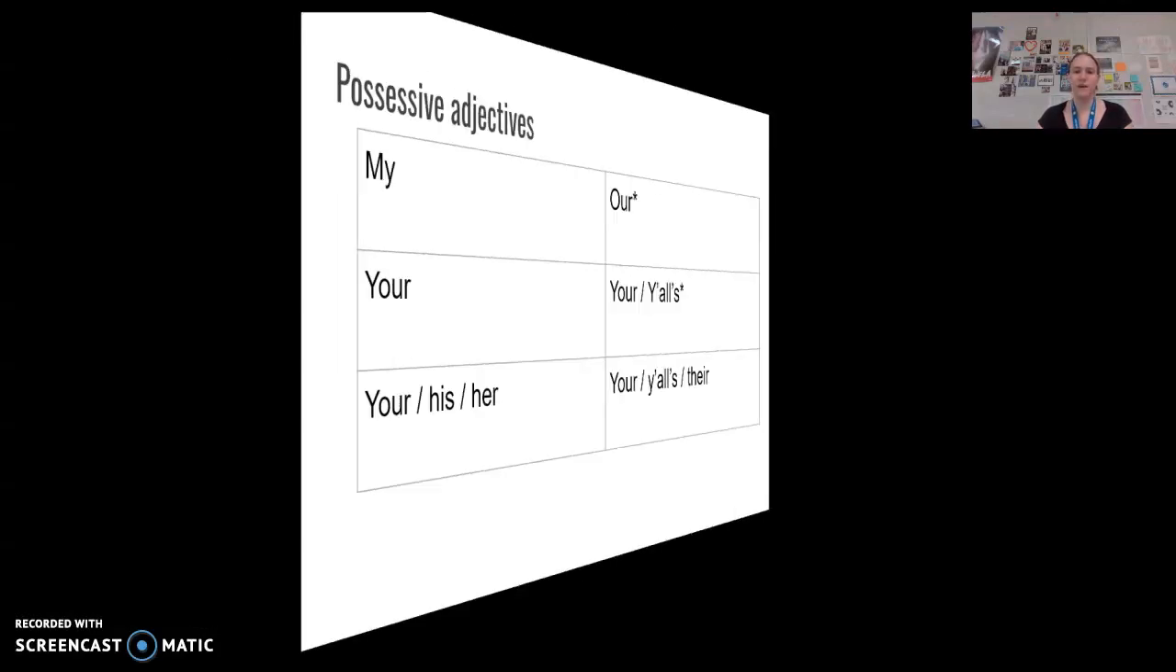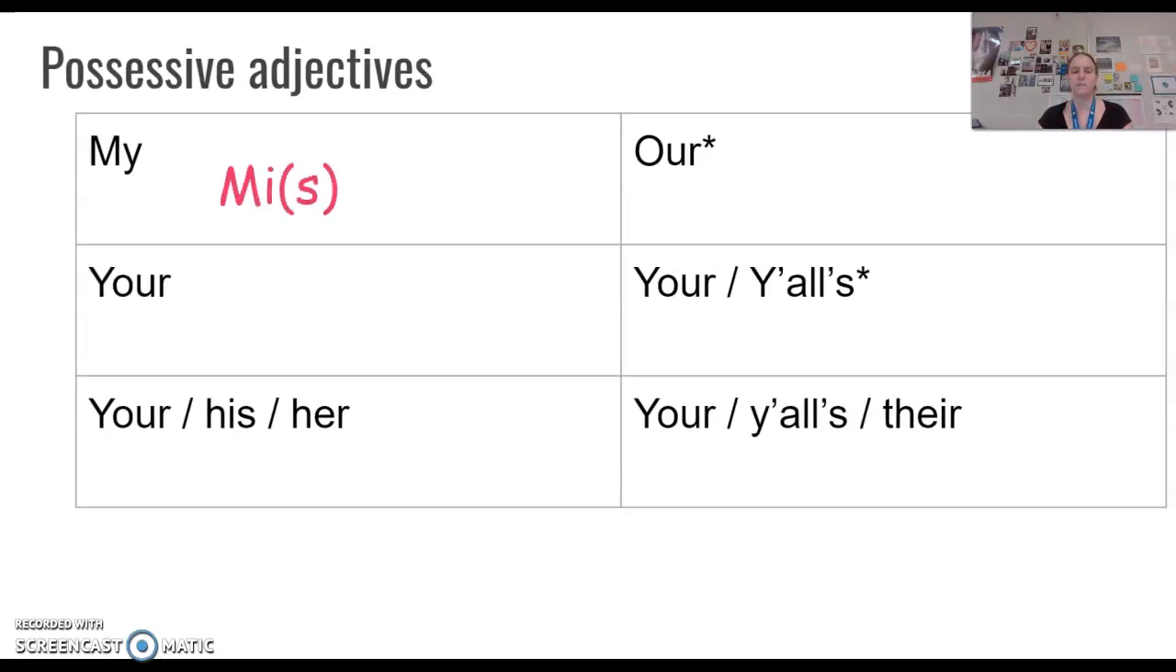Okay, so the possessive adjectives look like this. So my is mi or mis. Your is tu or tus. No accents on these because with the accents, they're people. So mí with the accent mark is English me. Tú with the accent mark is you, the person. Okay, for his, her, or your belonging to usted, it's su or sus.